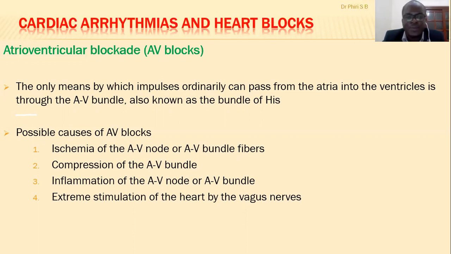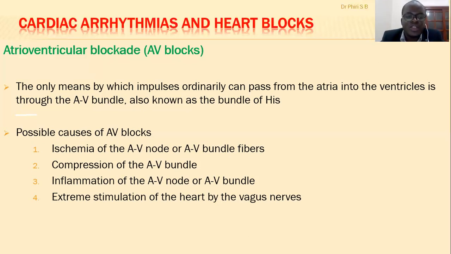which will bring about AV blocks. And then sometimes you can have compression of the AV bundles, inflammation of the AV node or AV bundle. So if you have inflammation like pericarditis, or inflammation of the valves, it can also interfere with the function of these bundles. So that inflammation can also affect the AV node or the bundle of His. That will bring about AV blocks, abnormal conductivity of these action potentials, or complete blockade of the action potential.